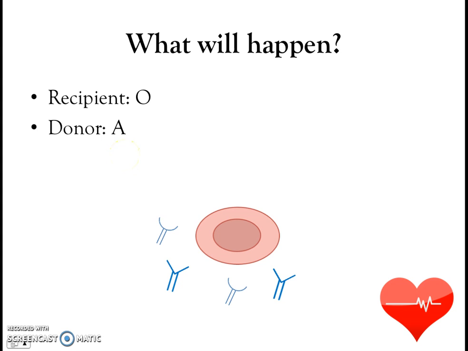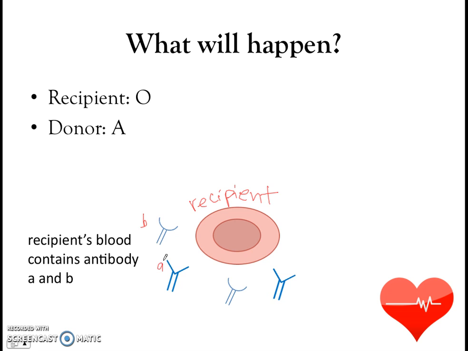Alright, so let's discuss it together, since this is the first example. Okay, here is the recipient's blood. So here is the recipient. He is blood type O. So his red blood cells do not have antigen A, do not have antigen B, and in his plasma, there's antibodies B and antibodies A. Okay, so the recipient's blood has antibodies A and B.